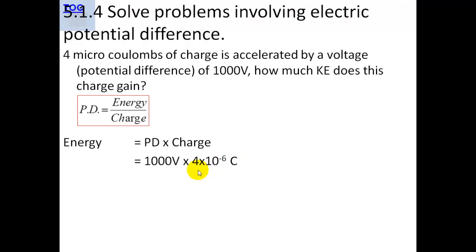So that's going to be easy. We just multiply by 10 to the 3 here. So it ends up being 4 times 10 to the negative 3 joules. Notice we keep that in joules, not in electron volts, because we've got quite a large amount of charge.